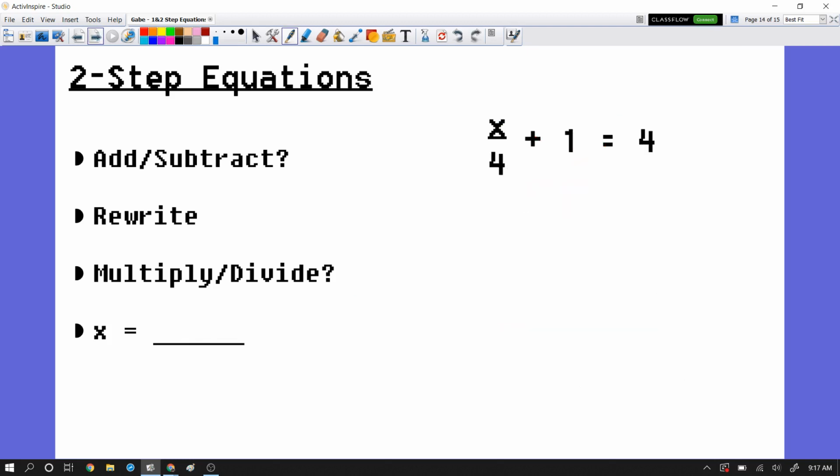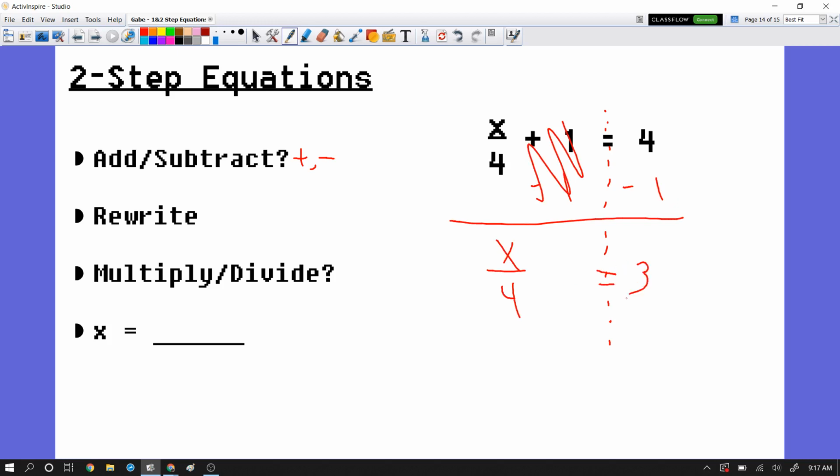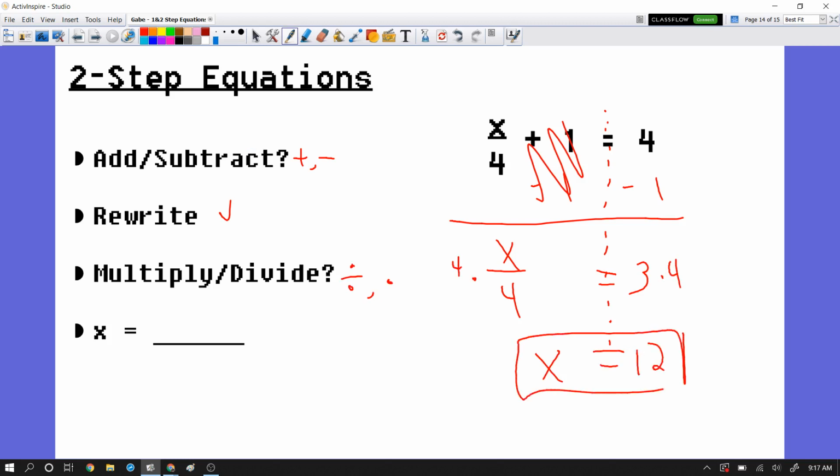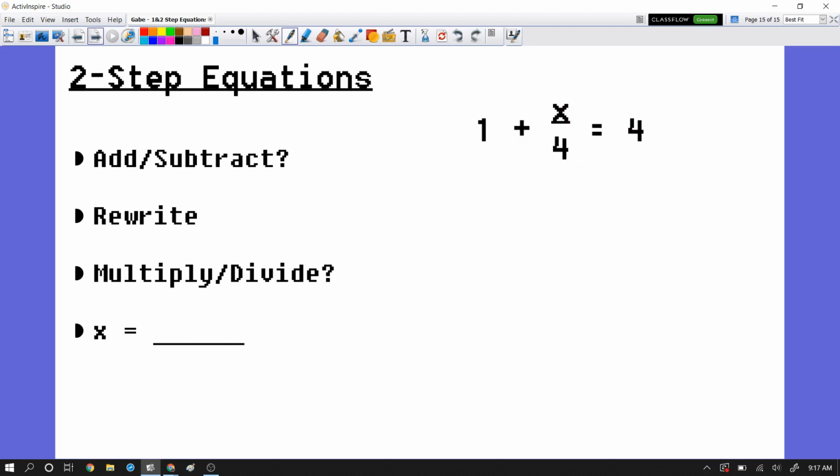Give it a go. I see addition, so I'll be doing subtraction. X divided by 4 equals 3. I rewrote it. Do you see multiplication or division? I see division, so I'll be multiplying. Times 4 times 4. X equals 12. Yes, 12 again. 12 divided by 4 is 3 plus 1 equals 4. Check. Last one.